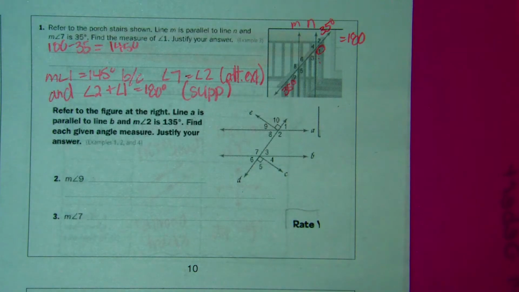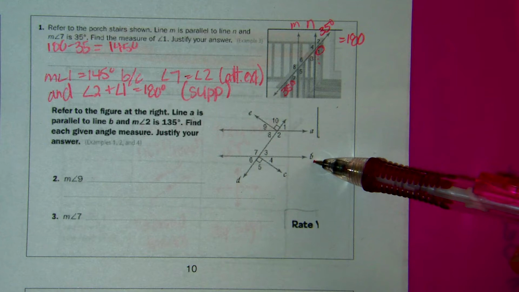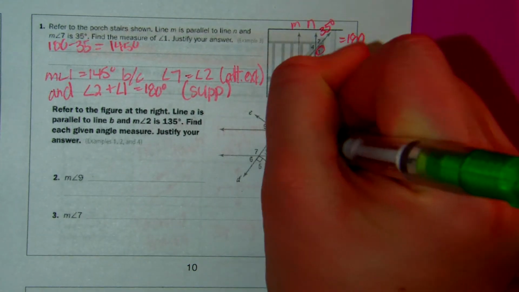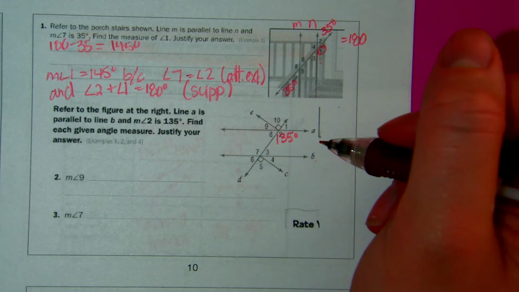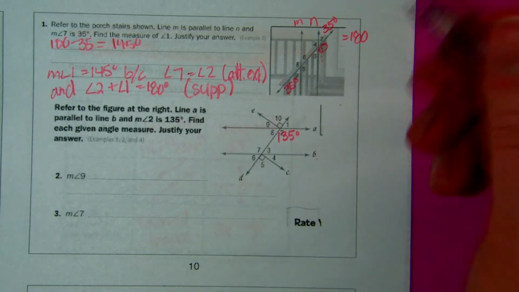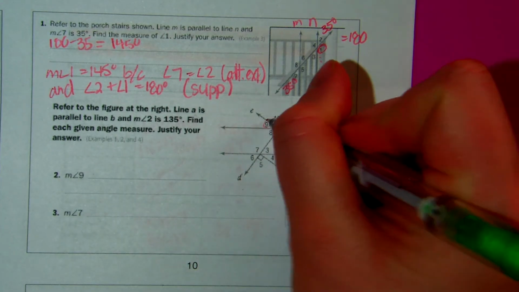Refer to the figure at the right. Line A is parallel to line B. This one's going to be tricky. And the measure of angle 2 is 135 degrees. Find each given angle measure, justify. So when I see this, I just kind of start going with what I know. So I need to find 9, and I need to find 7.